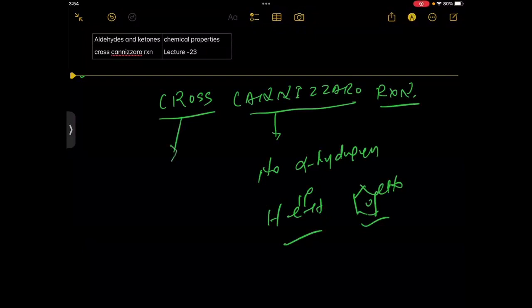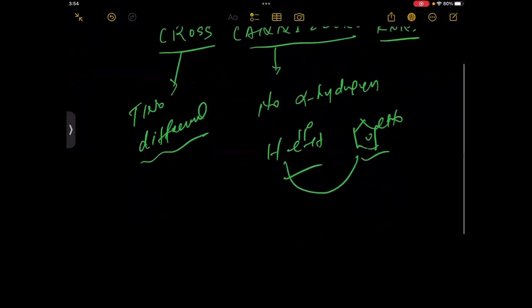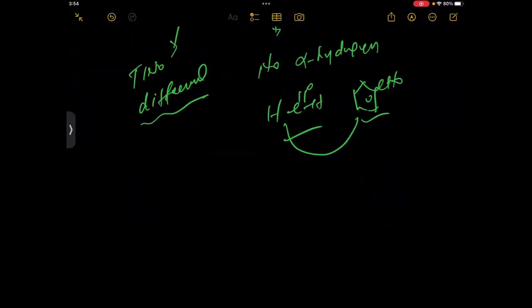Now cross means two different compounds. So when we take two different compounds, those which do not have alpha hydrogens, right? Like these two compounds, they will be involved in the Cannizzaro reactions. Let's understand through an example.